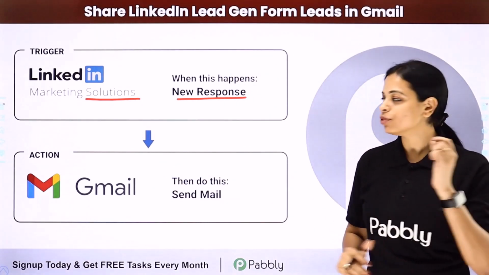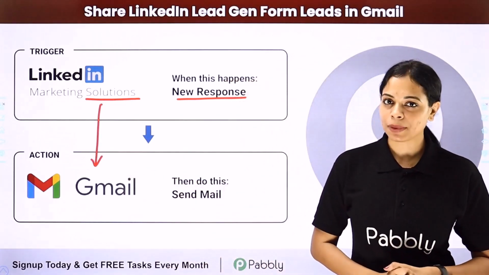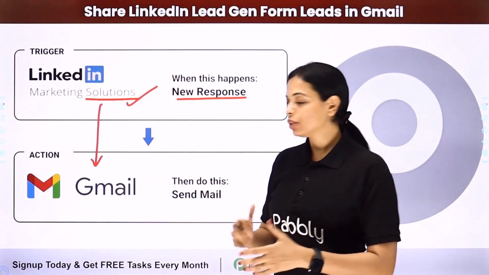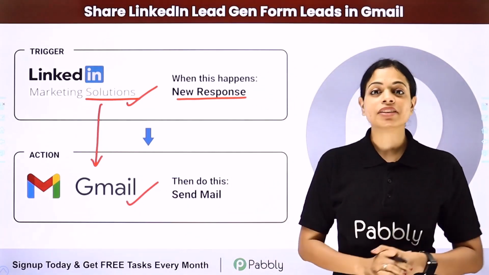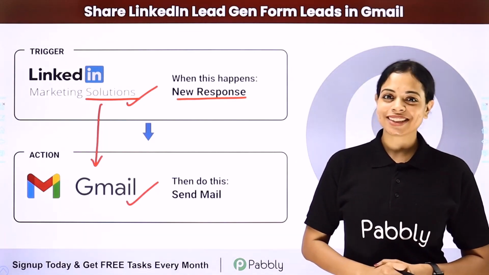And how can that be done? For this, you will have to integrate the two applications, and the same thing can be done using Pabbly Connect software. So here your trigger application will be LinkedIn lead ad generation forms, and your action application will be Gmail. Now how can you do this yourself? Integrate and automate this entire process. To understand that, let me take you to my screen.